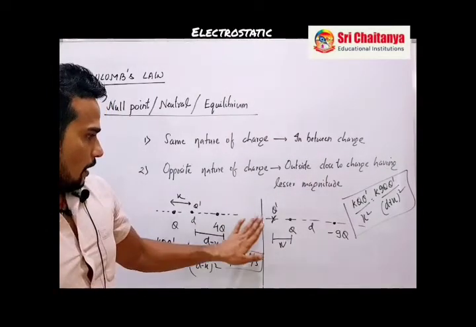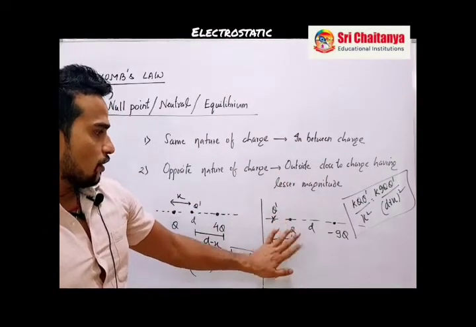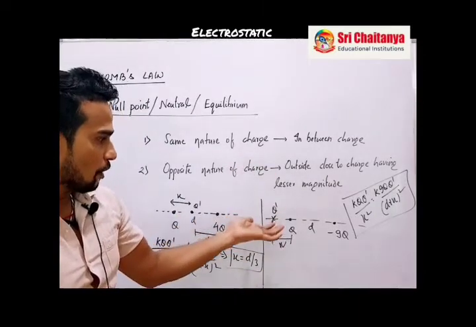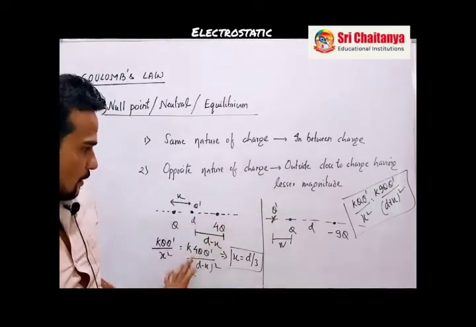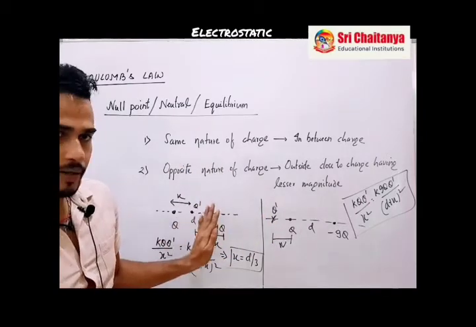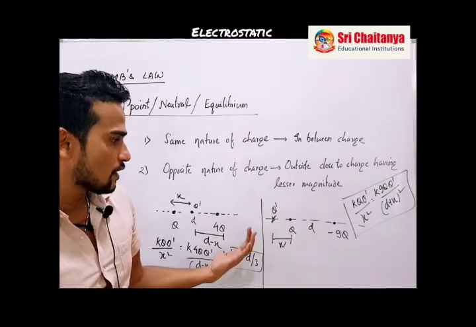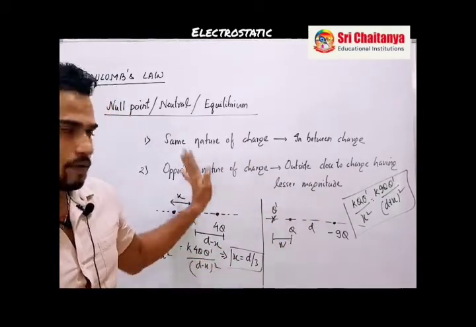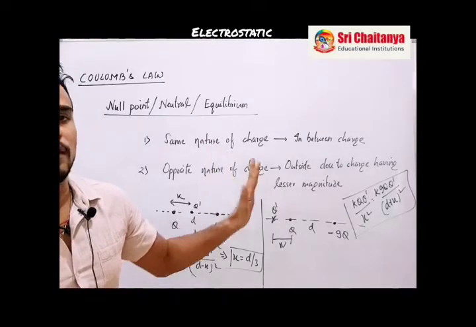So questions are asked to find the location of the null point, which you can do very easily. Null point means point of equilibrium or neutral point. This is the process that you have to follow. If charges are of same nature, the null point is in between, then balance. If charges are of opposite nature, it is outside, then again you can find the force and you can balance. So this is the method to find the location of the null point.